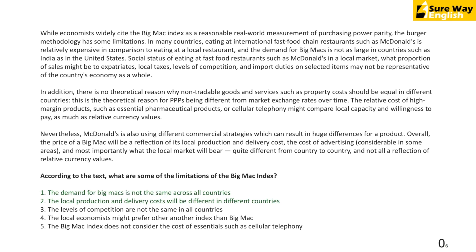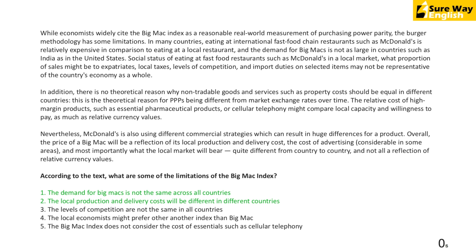Now, the limitations of the Big Mac index. The correct options were the first and the second, right? And the first one, the demand for Big Macs is not the same across all countries. So they have mentioned that as a limitation right in the first paragraph, second sentence. The demand for Big Macs is not as large in countries such as India as in the United States. So that is saying that the demand for Big Macs is not the same across all countries. That's a limitation in the usage of Big Mac index if you try to use it across the world.